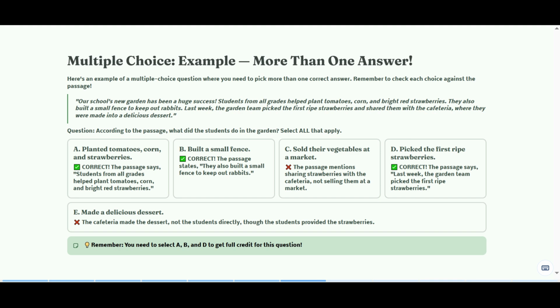E. Made a delicious dessert. The cafeteria made the dessert, not the students directly, though the students provided the strawberries. So you have to be careful in how you select your answers. Remember, you need to select A, B, and D to get full credit for this question.